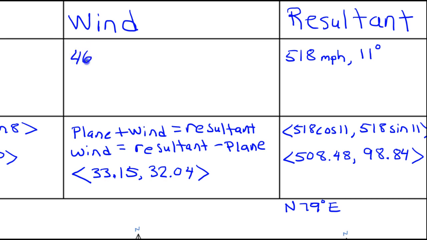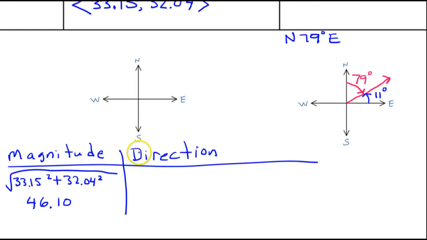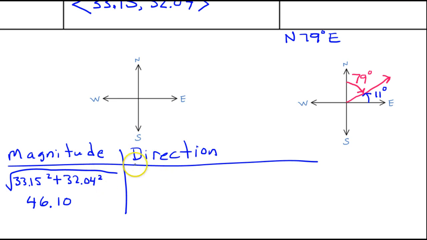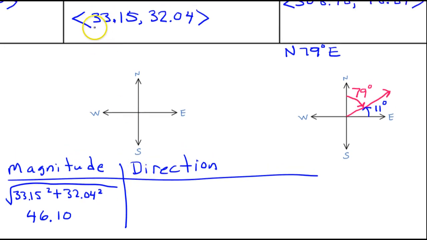46.10 miles per hour. Okay, now we just need the direction. So for the direction, looking at the fact that we have a positive horizontal component and a positive vertical component, that means that we are to the right and up on this chart, east and north. So we're in the first quadrant.